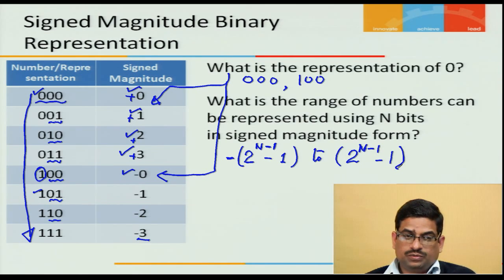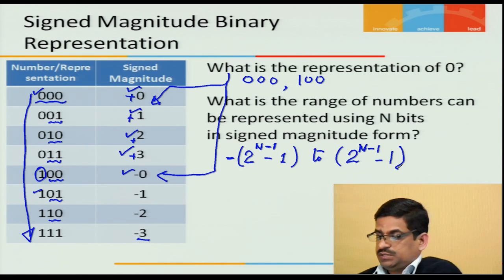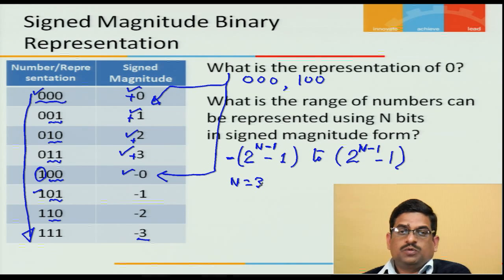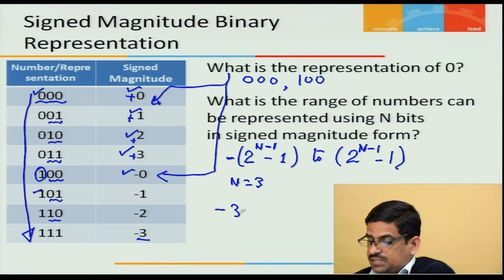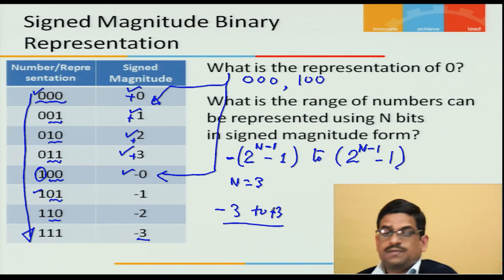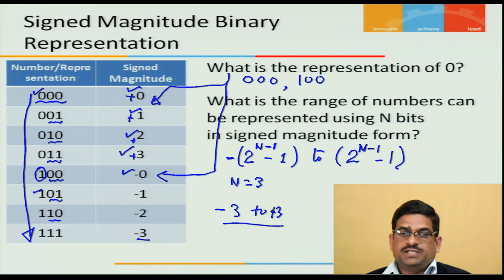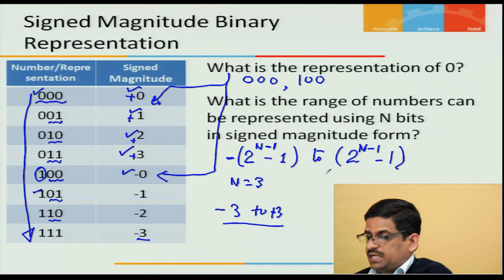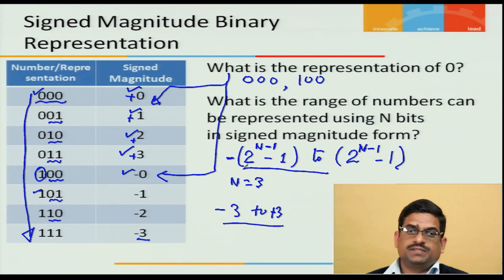So let us say n equals 3. In case of n equals 3, what is the range? Put n equals 3. So the range will be 2 raised to the power 3 minus 1, that is 2 raised to the power 2, so 4 minus 1, 3. So it will be minus 3 to plus 3, and in between definitely 0 is there. So essentially plus 1 to plus 3, 3 numbers, minus 1 to minus 3, 3 numbers, 6, and 2 representations for the 0. So that is the range of numbers I can represent with the help of a given n number of bits.